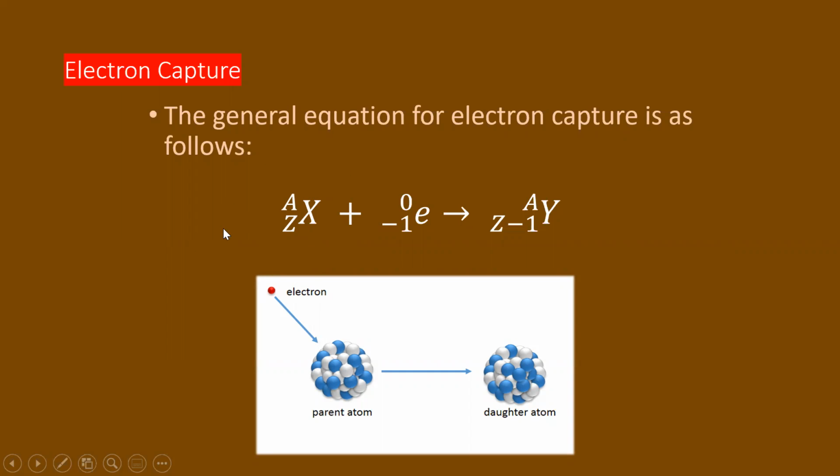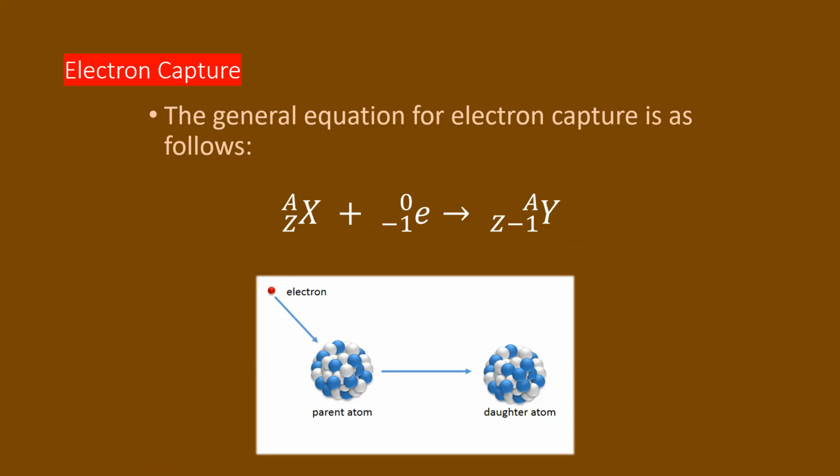We've got our parent, X, with a mass number and an atomic number. Let's add an electron to that nucleus. And what do we get? We get 1 less proton, same number of total neutrons, same mass number, I should say. So 1 more neutron, but the mass number stays the same. It's just been transmutated.